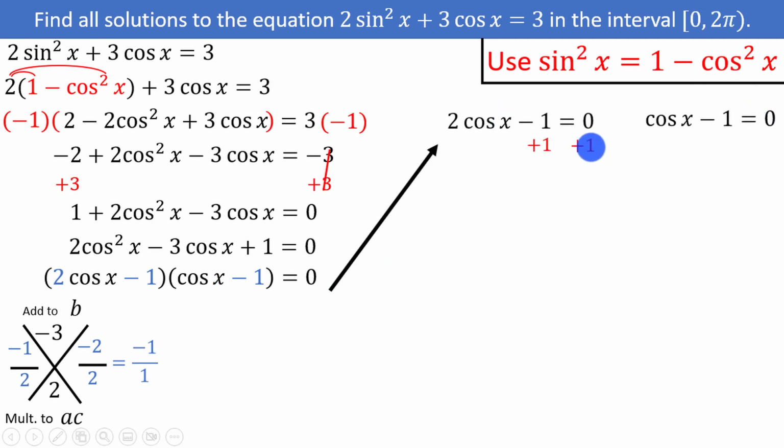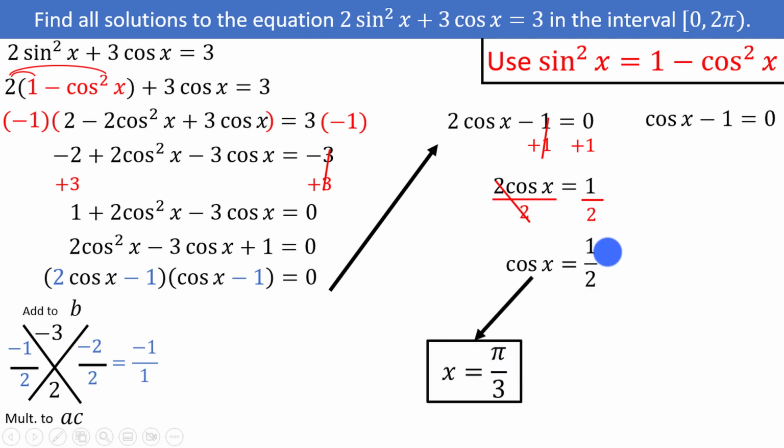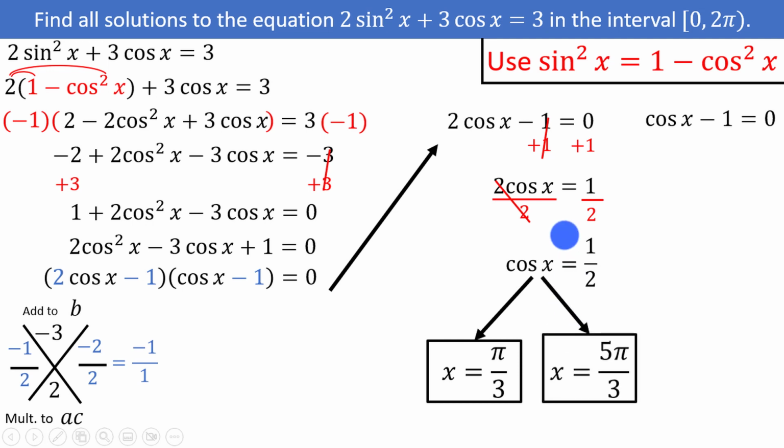If we add 1 to both sides in the first equation, we will get 2 times the cosine of x is equal to positive 1. If we divide both sides by 2, we will get that cosine of x is equal to 1/2. We need all the times when cosine of x is equal to 1/2 on one revolution of the circle. Cosine is equal to 1/2 twice on the unit circle, once in quadrant 1 and once in quadrant 4. In quadrant 1, cosine of pi over 3 is equal to 1/2. In quadrant 4, we have 5 pi over 3. So our two answers related to this equation are x equals pi over 3 and x equals 5 pi over 3.